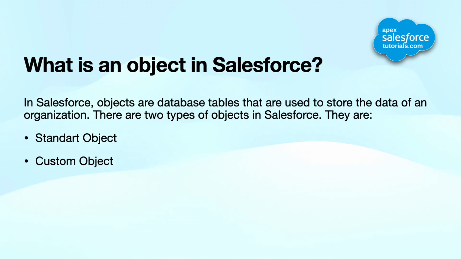Our second question is, what is an object in Salesforce? In Salesforce, objects are database tables used to store organizational data. There are two types of objects, standard objects and custom objects. Standard objects such as contacts, accounts, leads, and opportunities are provided by the Salesforce platform and cater to business processes. On the other hand, custom objects are created by developers to meet specific business requirements. For example, custom objects can be created to store project details and customer feedback. Custom objects allow for the customization of fields, relationships, and user interface elements to align with unique business processes.